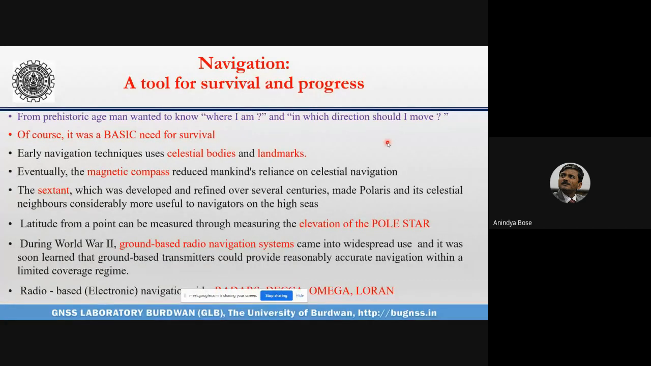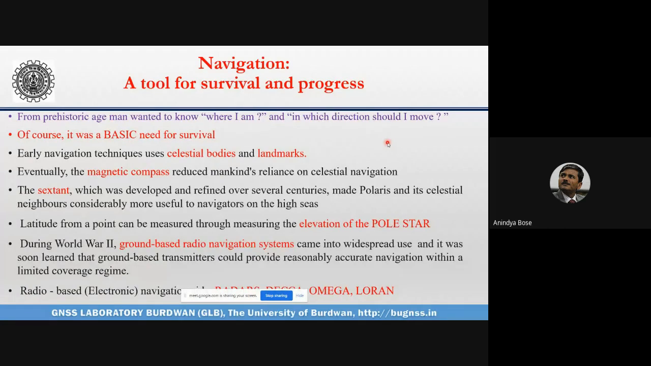Their water and food were exhausted, and ultimately there was huge loss of human lives, and the precious materials they were carrying in their ship were completely destroyed. So eventually, the magnetic compass reduced mankind's reliance on celestial navigation because it could properly show us what the north direction is. And on a map, if somebody knows his original location, one can start navigation to reach a particular place.